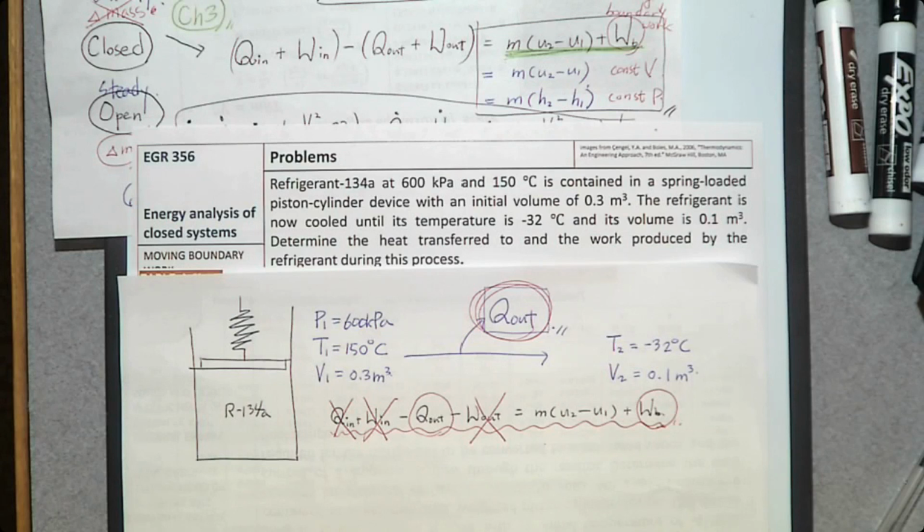So to solve this problem, we should be able to determine this mass, and we should be able to determine the specific internal energy and WB. Then we will be able to determine Q out. And that's the end of the story. So let's do that. First of all, m. How do we determine the mass of the system?